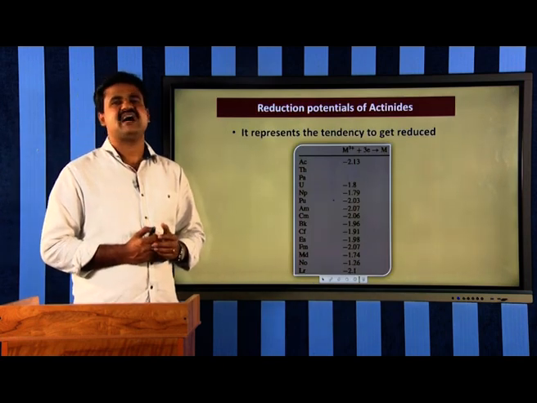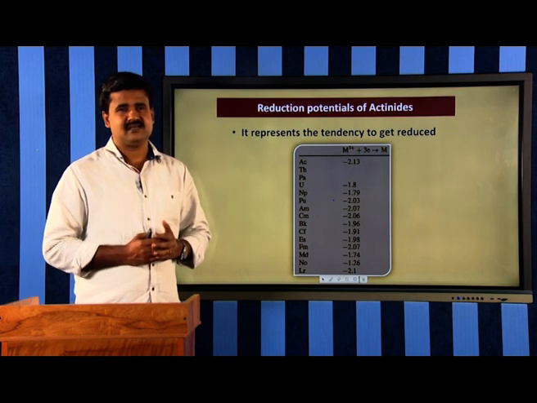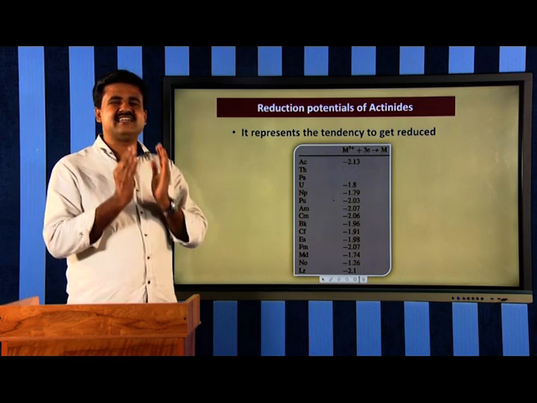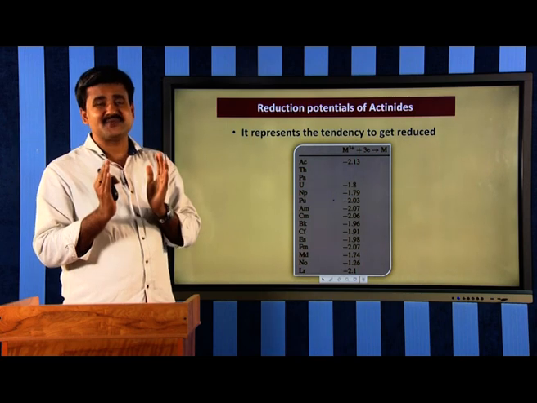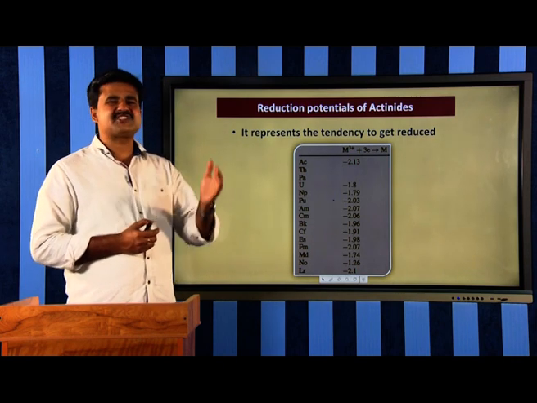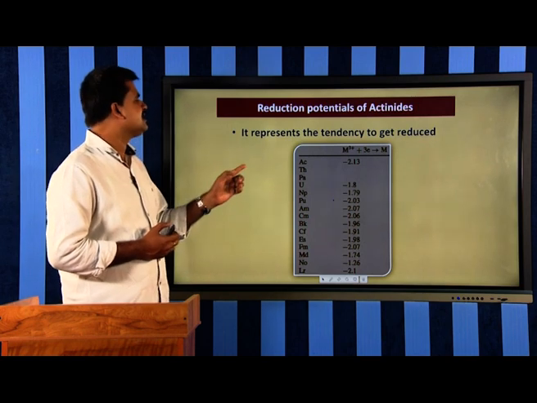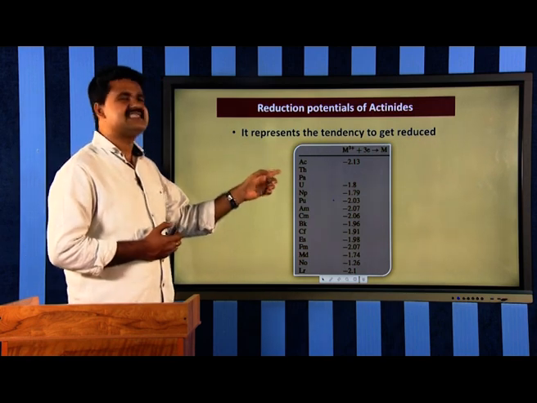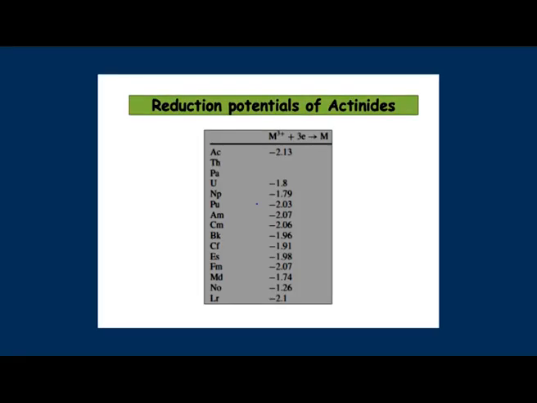Reduction potentials of actinides. What do you mean by the term reduction potential? The tendency of an ion or an atom to get reduced. Simply, the tendency to get reduced is termed as reduction potential. The chart depicts the reduction potential values of actinides. For thorium and protactinium the data is not known with certainty, and hence they are excluded from the chart. All the reduction potential values are negative.